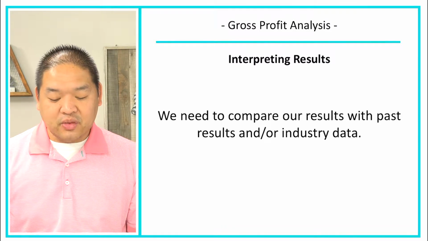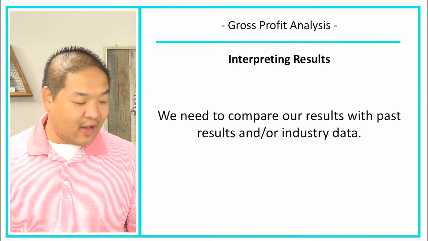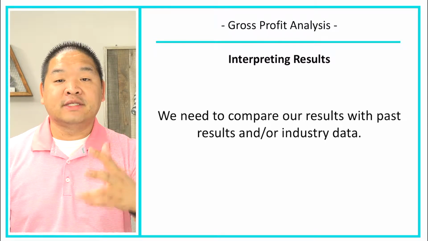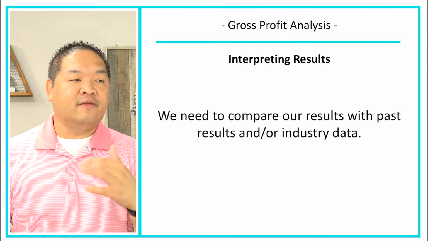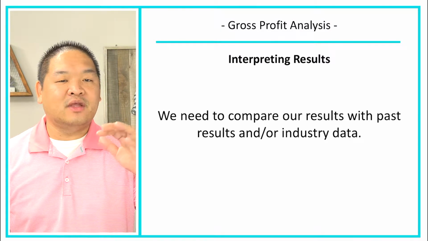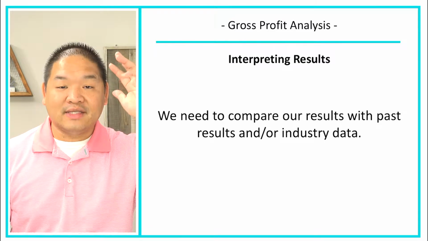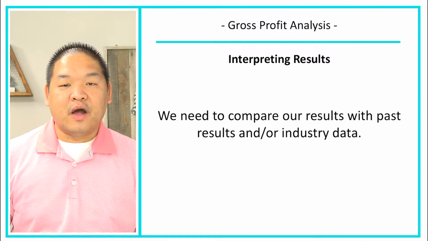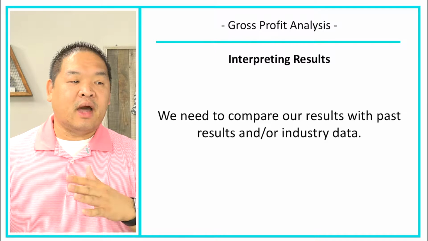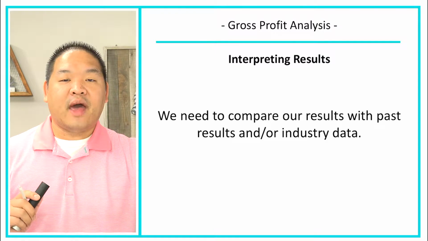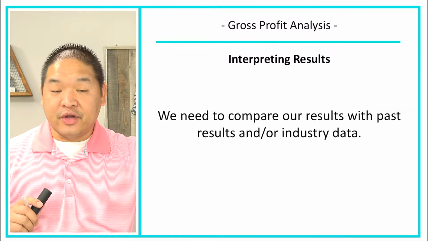We need to compare our results with past results as well as the industry. So for instance, a company like Facebook or Twitter is going to have maybe a 30, 40, maybe even 50. Actually, they probably have more like 70, 80% gross profit margin versus a company like a grocery store that might only have 20 or 30%.